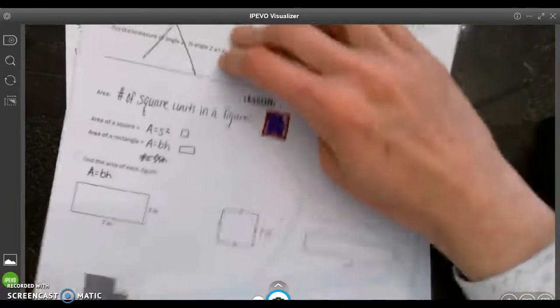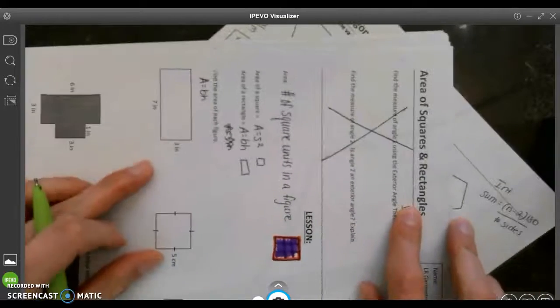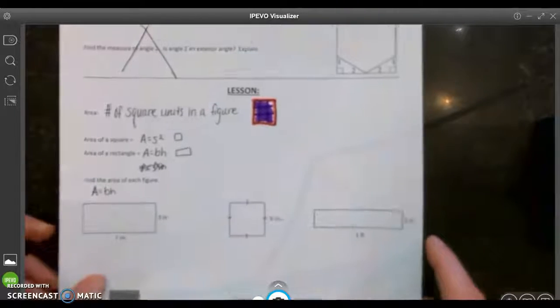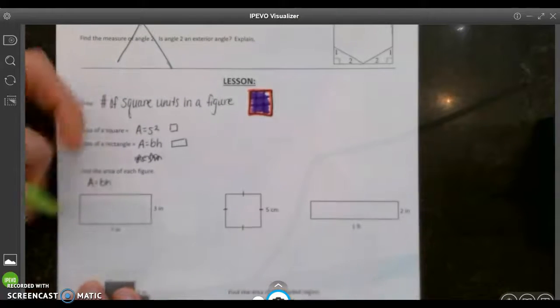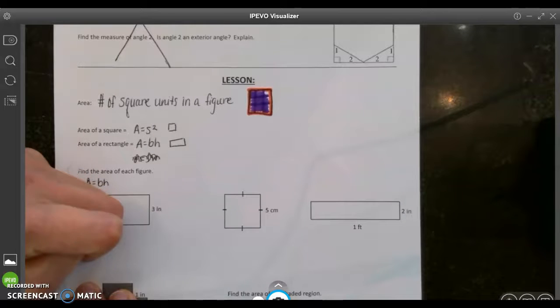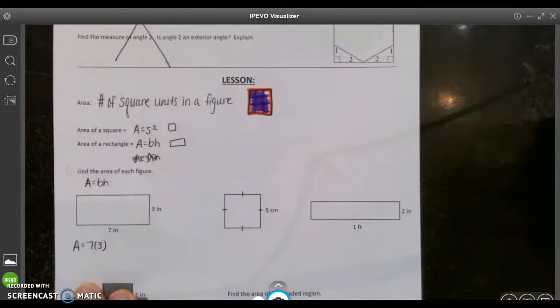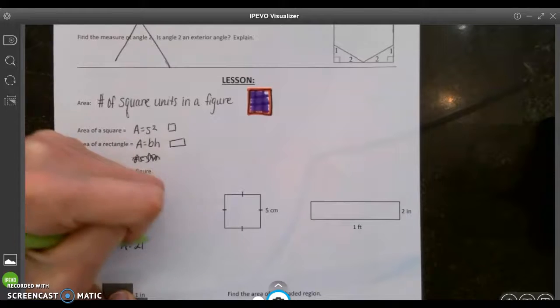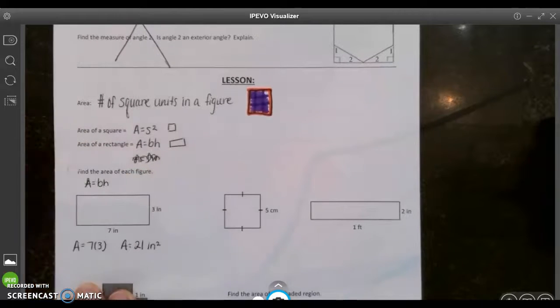But if I turn the page this way, it looks like 3 is our base and 7 is our height. So we're going to be multiplying 3 times 7. And whether we do 3 times 7 or 7 times 3, we're going to get the same answer. So area equals 7 times 3. And so the answer is area equals 21, and we're going to label it inches squared.